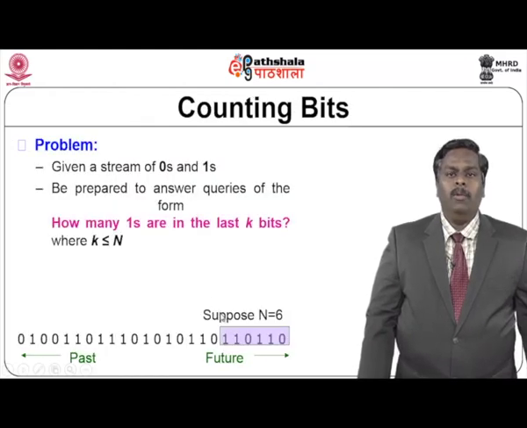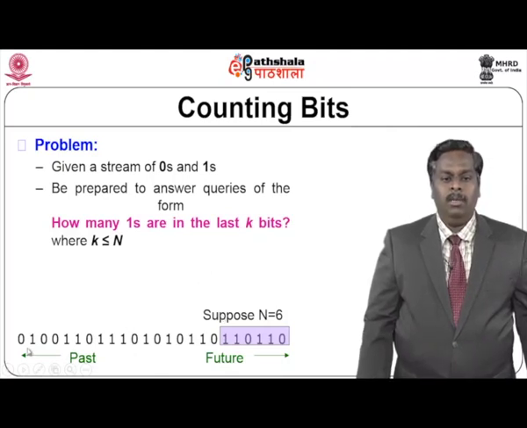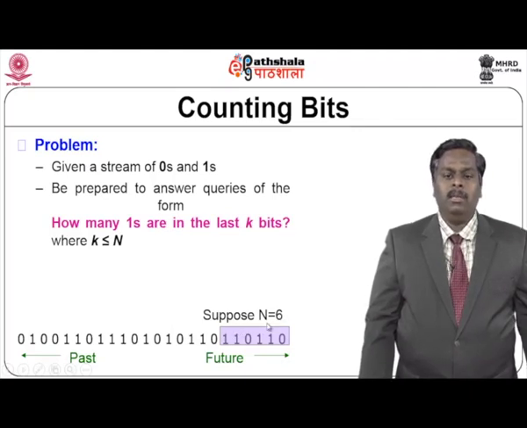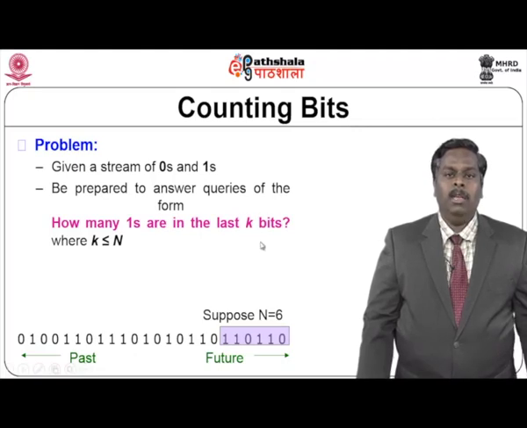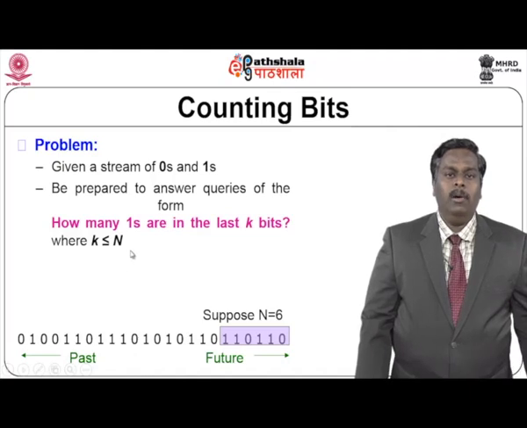Now, what is the problem of counting bits? Suppose your stream is made up of zeros and ones like the one shown here, and let us assume n, the window size, is equal to 6. Now, we will have to answer queries like how many ones are there in the last k bits, where k is less than or equal to n, where n is the size of the window.